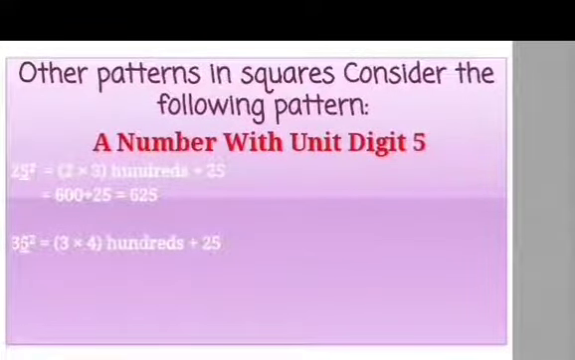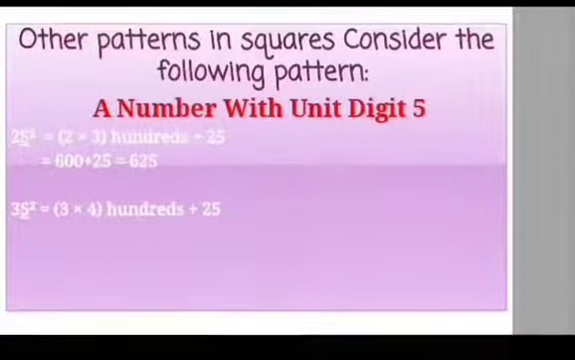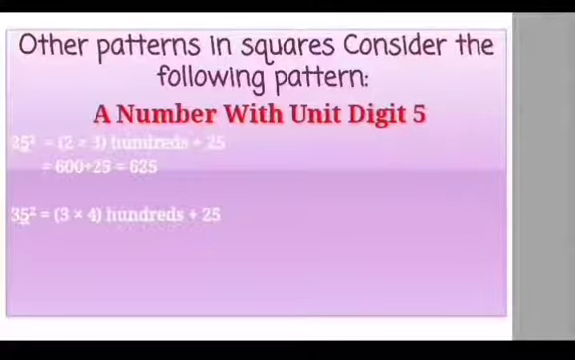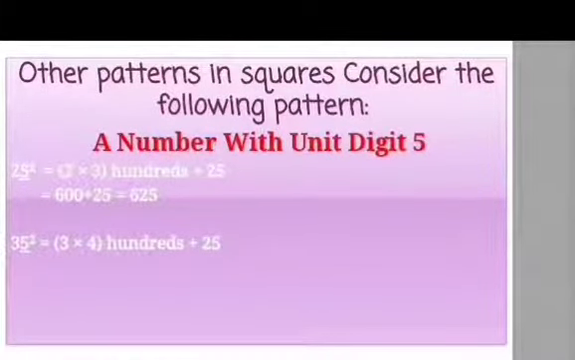We will multiply the tens digit with the successive number and then multiply with 100. After this, we will add 5 square to the given number. Here we have 25. We'll multiply the tens digit 2 with the successive number 3. We'll multiply them, 6, and we'll multiply finally with 100, so 600 plus 25.